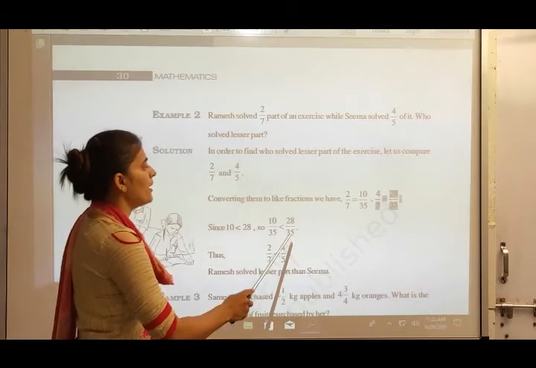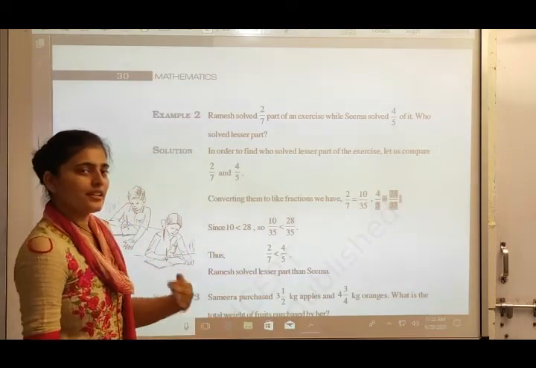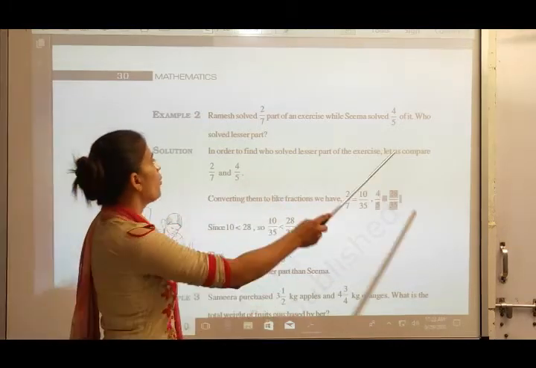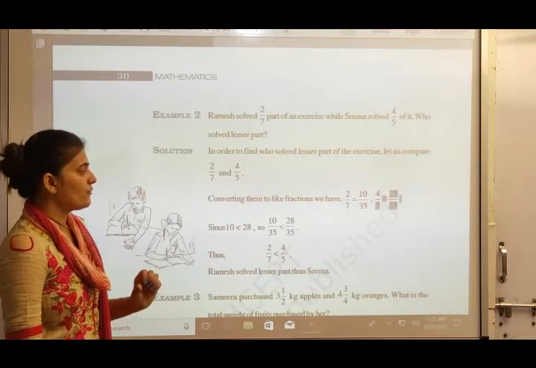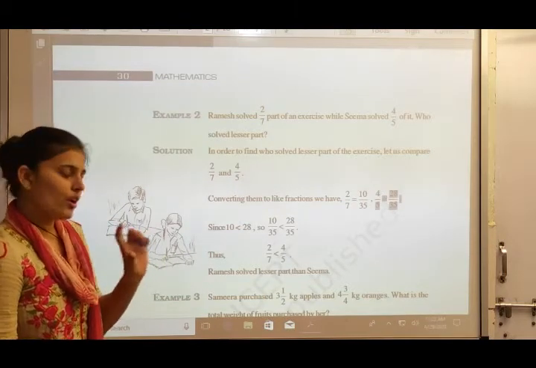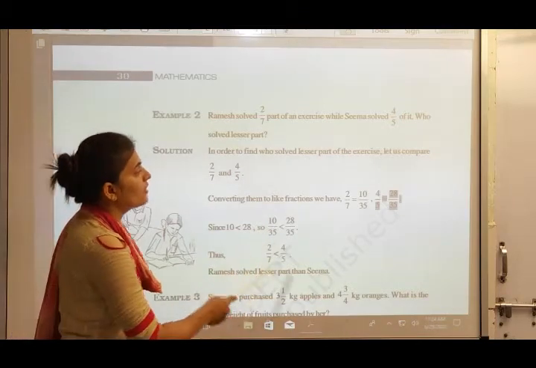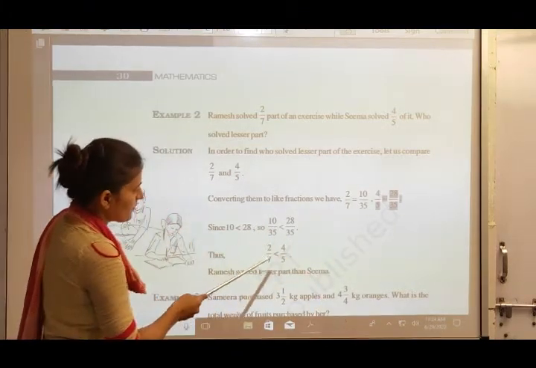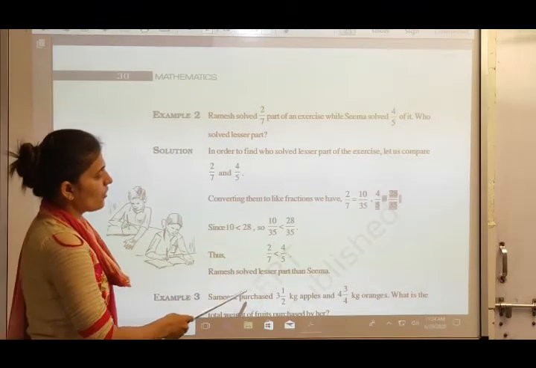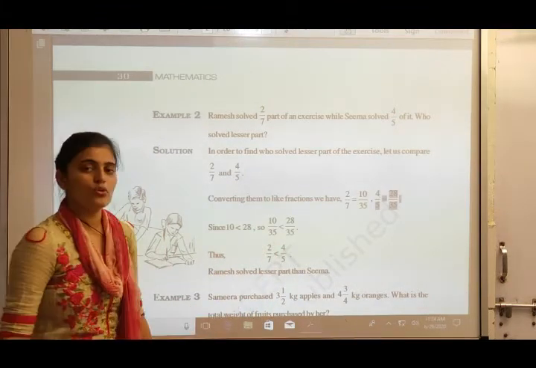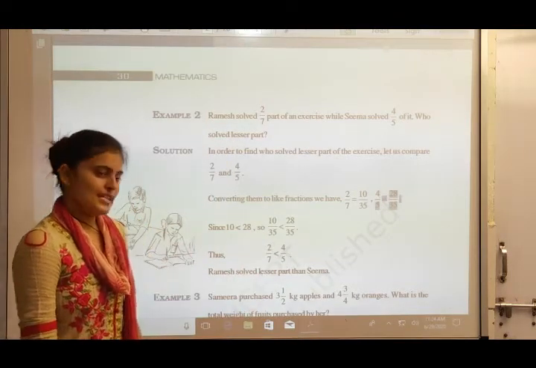Here 28 by 35 is greater, 10 by 35 is lesser. Now what do we want? Who solved lesser part? Less part we want, so we have to write down the smaller one. So 10 by 35 is smaller. 10 by 35 is equal to 2 by 7. So we will write 2 by 7 is less than 4 by 5. So Ramesh solved lesser part than Seema. You can see who has solved lesser: Ramesh has solved lesser part.